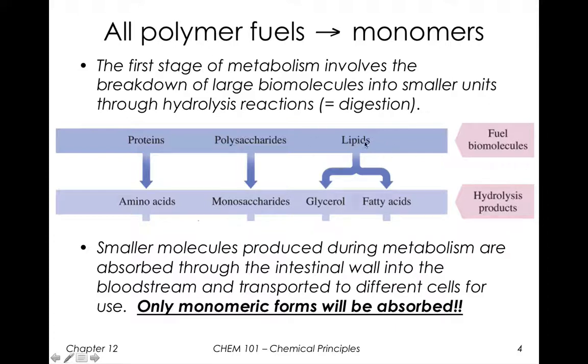And then lipids, the same thing. Lipids can't get out of our digestive tract unless they're broken down into free fatty acids and glycerol. So again, these hydrolysis products are really what we need to get to in order to absorb things out of our digestive tract and into our bloodstream. So again, big picture, only monomeric forms are going to be absorbed.